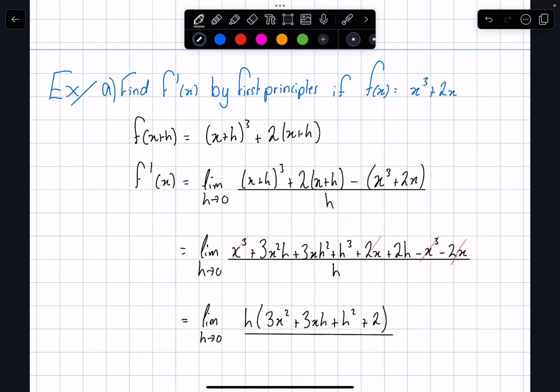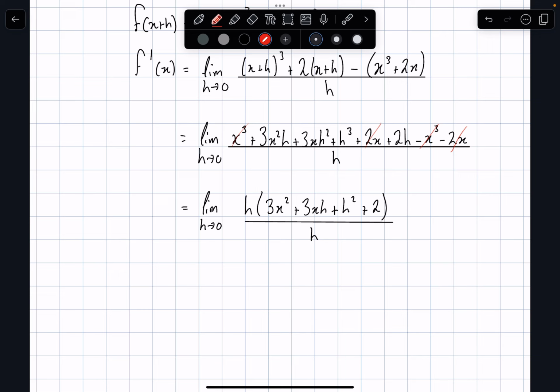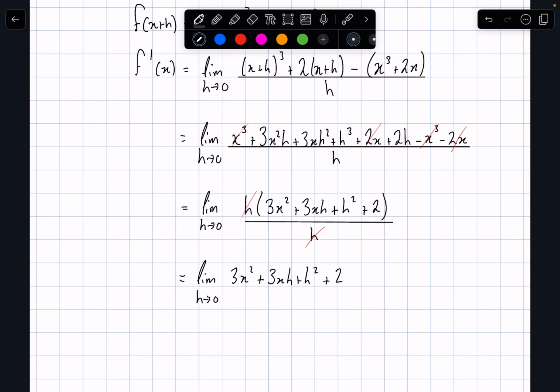All right, so that is taking an h out of all those uncrossed out terms up here. And that's still all over h. So now I've got a factor of h on the top and the bottom. They cancel out to be 1. So I'm left with the limit as h tends to 0 of 3x squared plus 3xh plus h squared plus 2. Now if I apply my limit, I'm not going to do anything wrong. I'm not going to divide by 0. So I can treat it like I'm substituting in 0 for h, and I'm left with 3x squared plus 2. So my derivative is 3x squared plus 2.